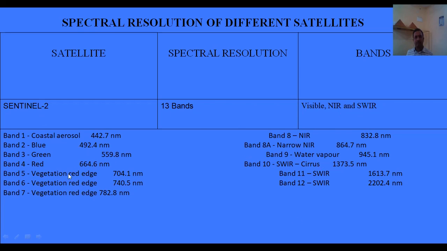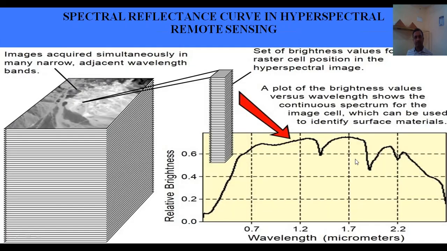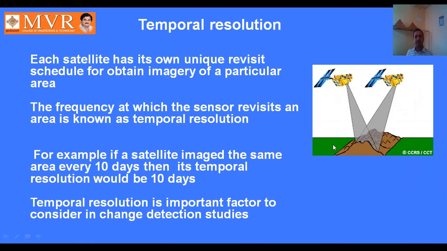These are all bands of blue, green, red, vegetation like this. If you observe here, the number of bands is very high for hyperspectral. Hyperspectral bands are very many. That is why it has more resolution. When the number of bands increases, then the resolution increases. When the number of wavelength regions increases, then the resolution increases.